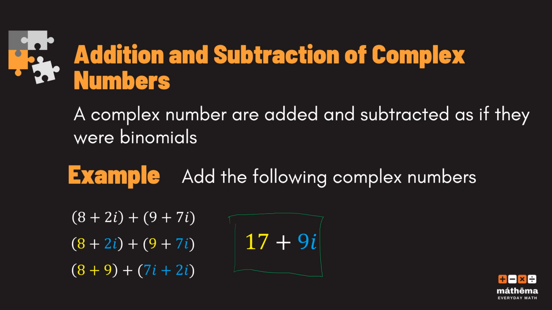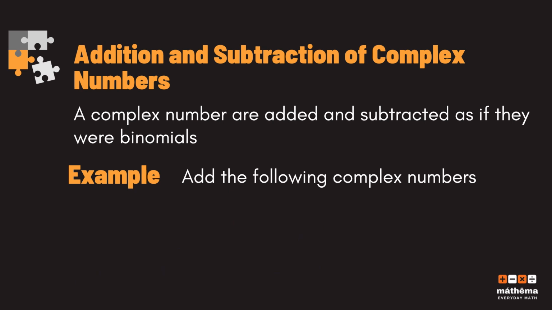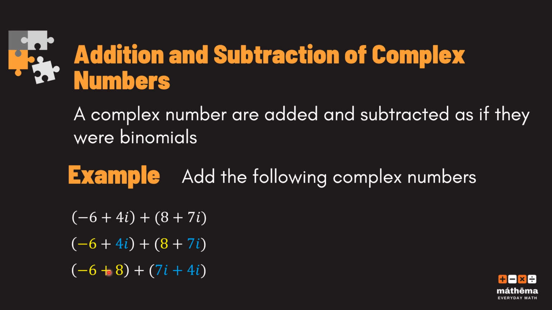Alright, next. We have the quantity of negative 6 plus 4i plus the quantity of 8 plus 7i. So again, combine like terms. So we will have negative 6 plus 8, plus 7i plus 4i. And then we will have 2 plus 11i. So again, this will be our final answer.